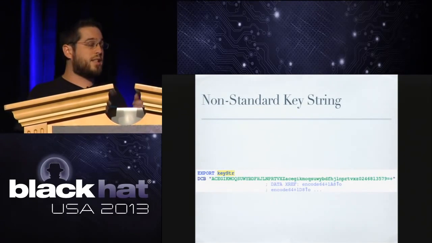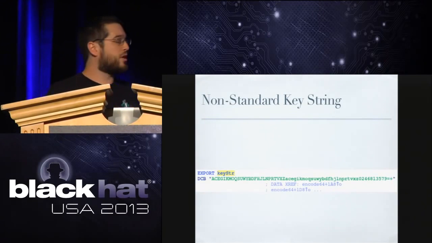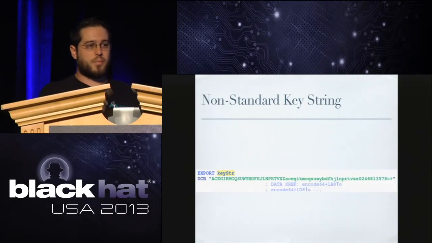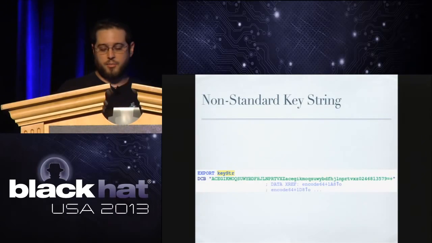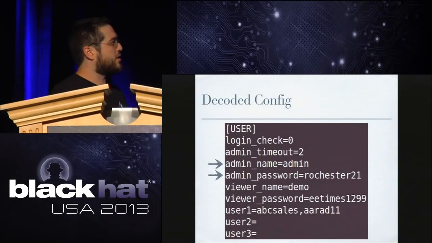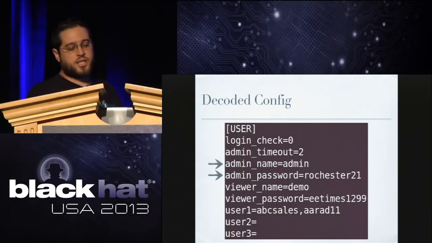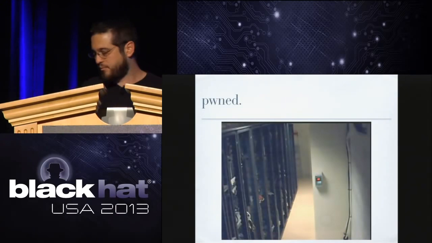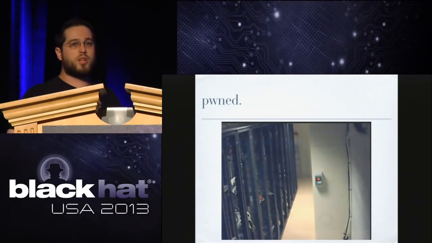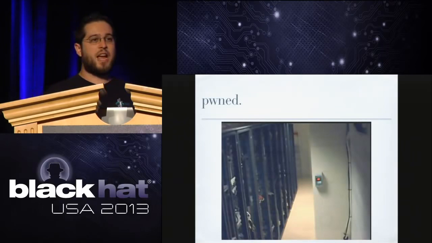Luckily, it's very easy in Python to substitute the standard base64 key string in Python's base64 module with a custom key string like this. And so with a couple lines of Python, we can easily decode the config, which gives us plain text admin creds, which lets me see your server room. Now, the problem with viewing someone's server room is it's really exciting for like 10 seconds. And then you're like, holy shit, this is boring.